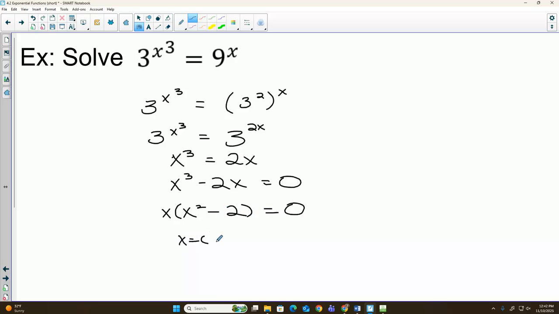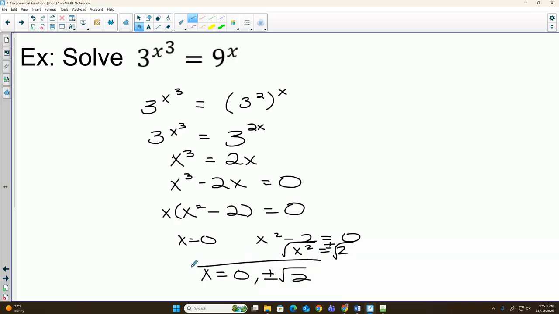So if you set those to 0, you get x is 0. Here, to get rid of the square root we need plus and minus, so plus and minus square root of 2. So sometimes we just get a single answer, sometimes we have multiple answers.